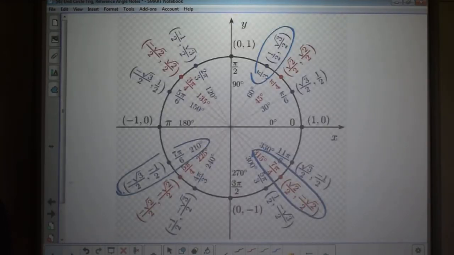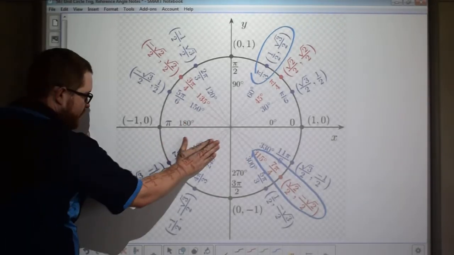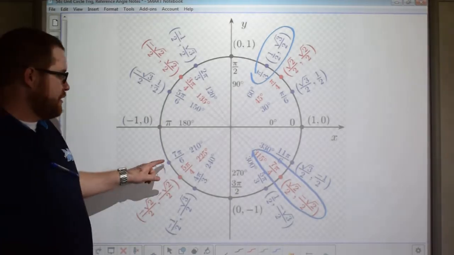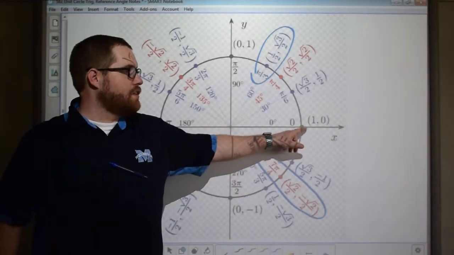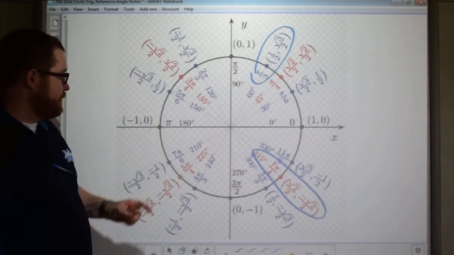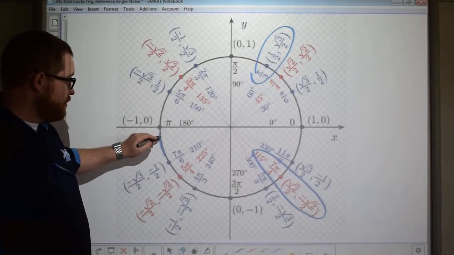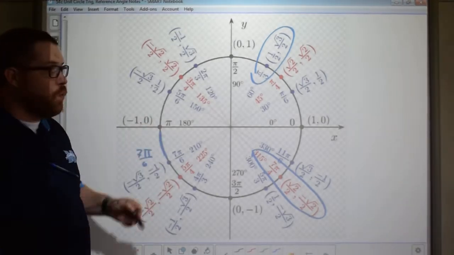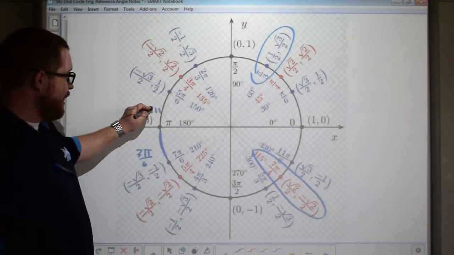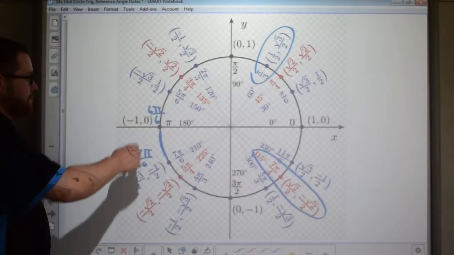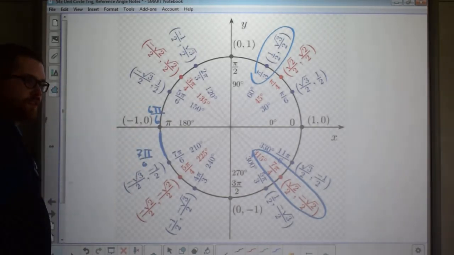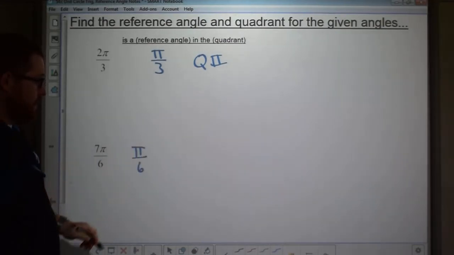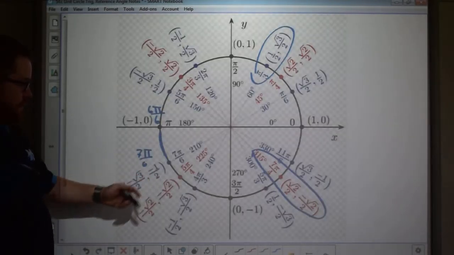How about 7 pi over 6? Again, let's look at the unit circle for right now. 7 pi over 6 is right here. I want to get back to the x-axis as quickly as possible. So I'm not going to go this way, that's too far. I want to go this way. How far apart are these two things? Well, this is 7 pi over 6. This is 1 pi, or 6 pi over 6. How far is it from 6 pi over 6 to 7 pi over 6? It's 1 pi over 6. But which quadrant was it in? In the third quadrant.